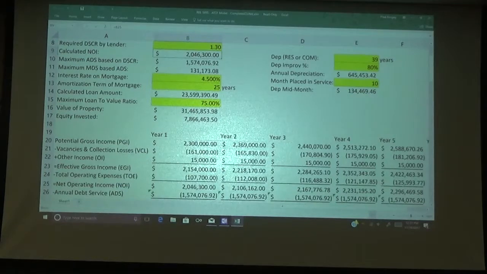Then, the maximum monthly debt service based on the annual debt service. So this is just simply taking the annual debt service and dividing it by 12, okay, to get our monthly mortgage payment, or monthly debt service.